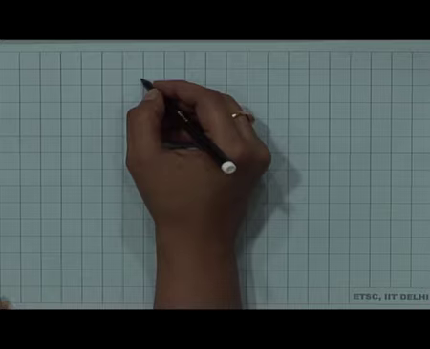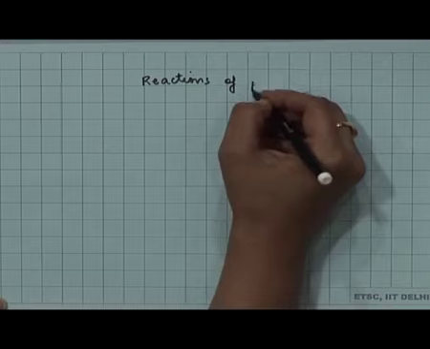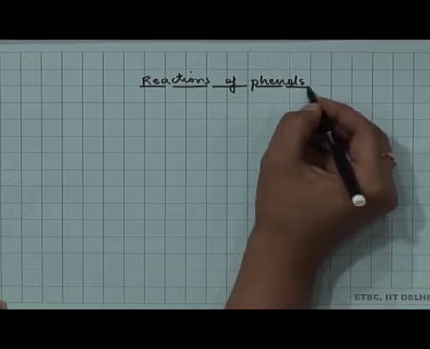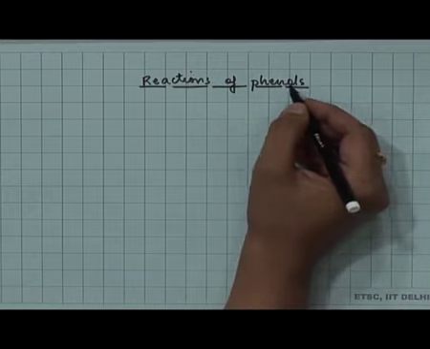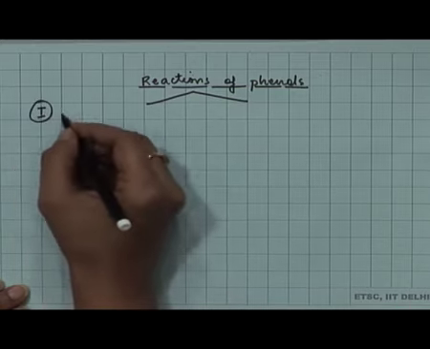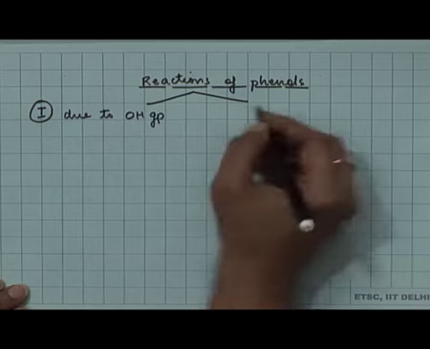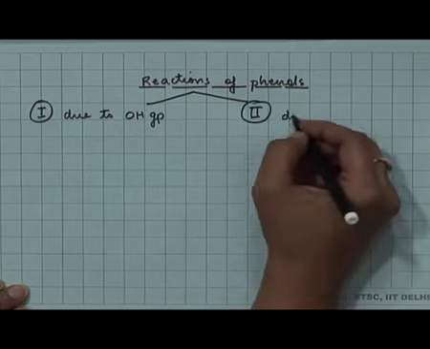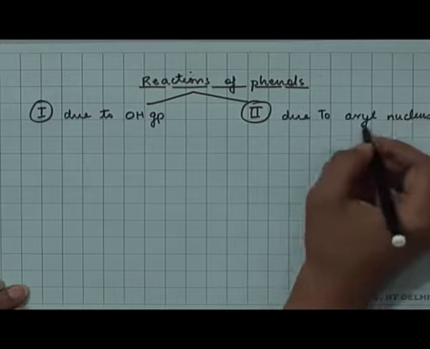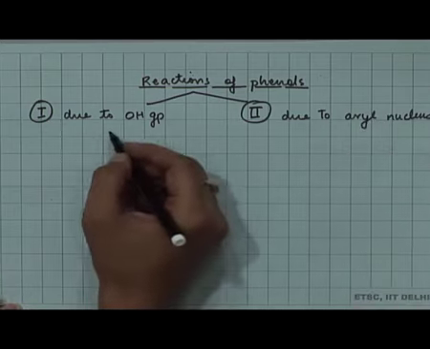Let us now look into some of the reactions which they undergo, and at the same time let us compare them with what we have learned earlier with respect to the alcohols. I am going to divide the reactions into two categories. As we did for the alcohols earlier, one is due to the OH group, and the other in this case is going to be due to the aryl nucleus. So, unlike the alkyl part here, you are dealing with the aryl.